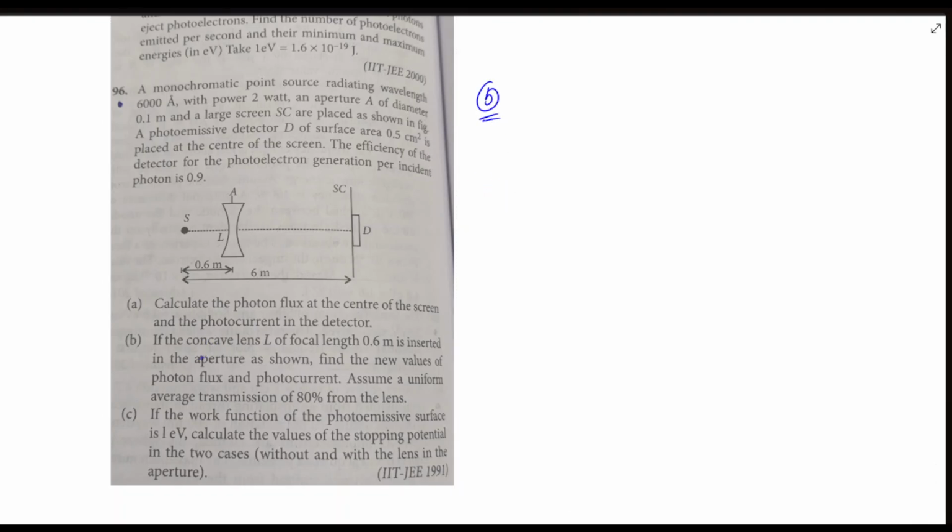If a concave lens L of focal length 0.6 is inserted in the aperture, find the new values of photon flux and photon current, and assume average transmission of 80% from the lens. Perfect. So look, what will happen if I put a concave lens here and the source is here? The photons which were falling on this aperture will remain the same.